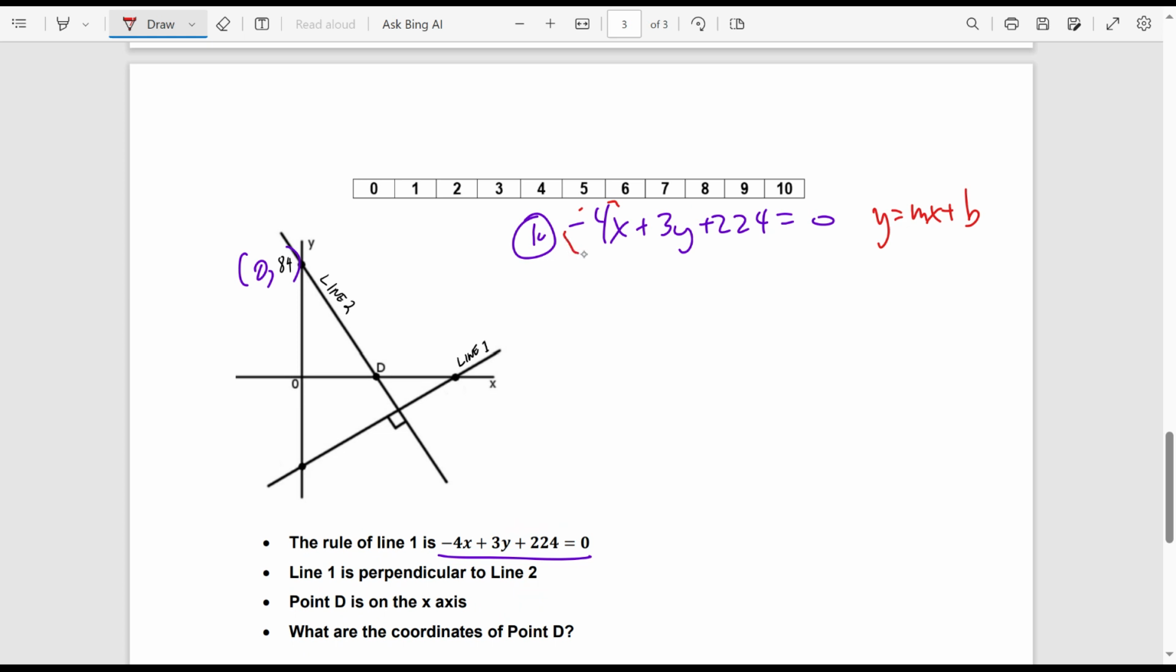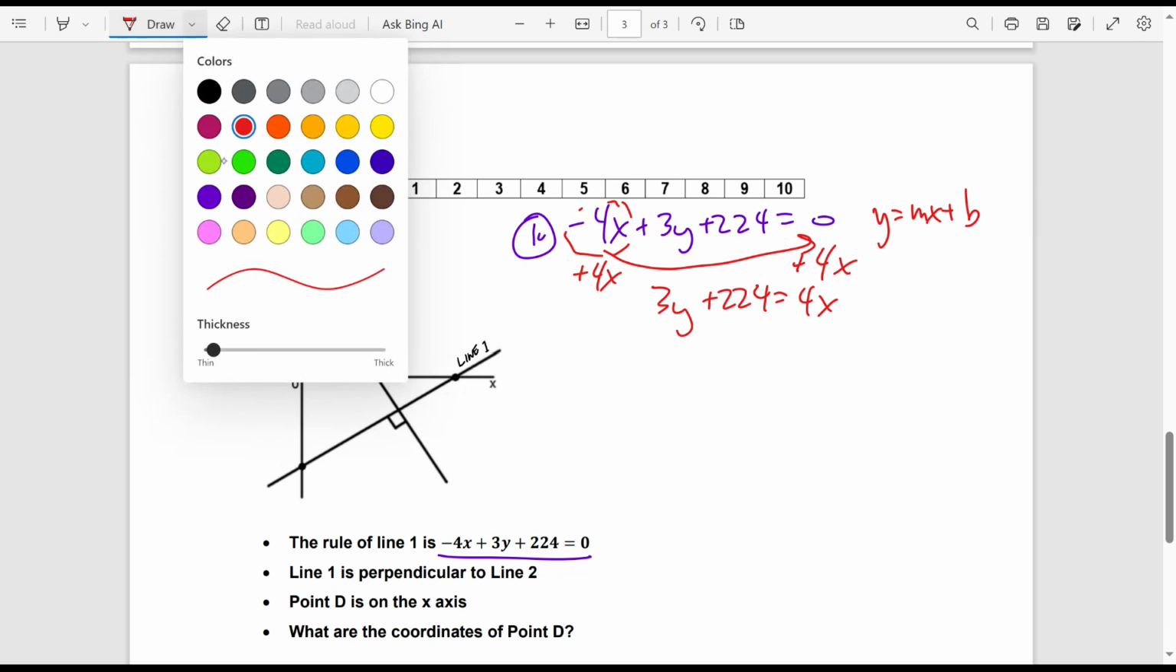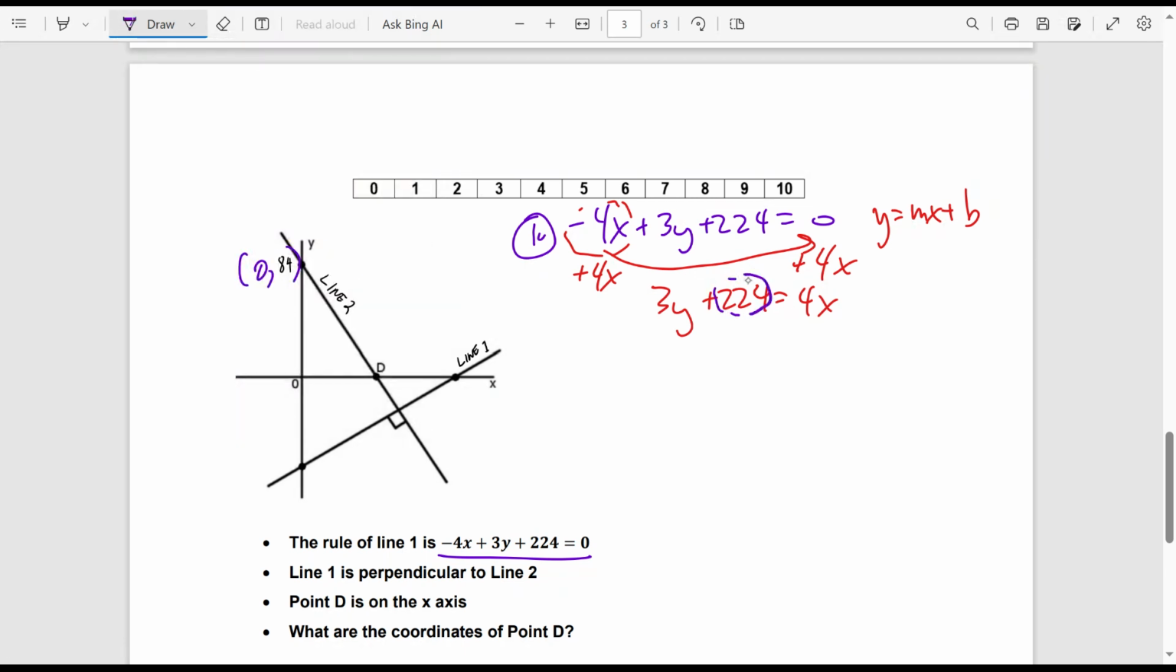So same thing as before. I'm going to bring the 4x over. So because it's negative, I'll be adding 4x to both sides. 3y plus 224 is equal to 4x. Okay? The next thing I will be doing is moving over the 224, right? Bringing that guy. Didn't matter which one you brought first, just so long as, at this point, 4x minus 224.